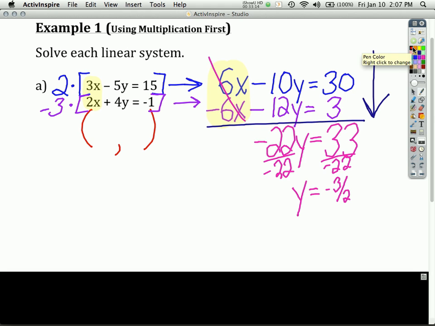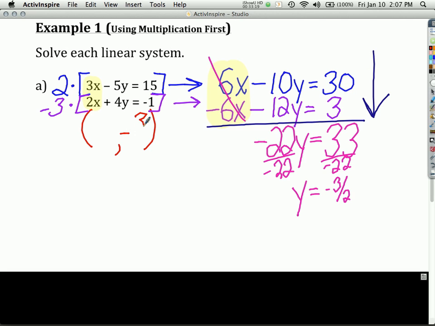So, we've got half our answer. We now know the y coordinate is negative 3/2. How can we get the x coordinate?